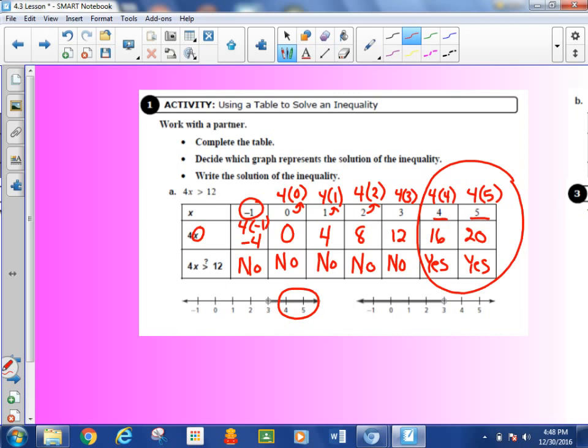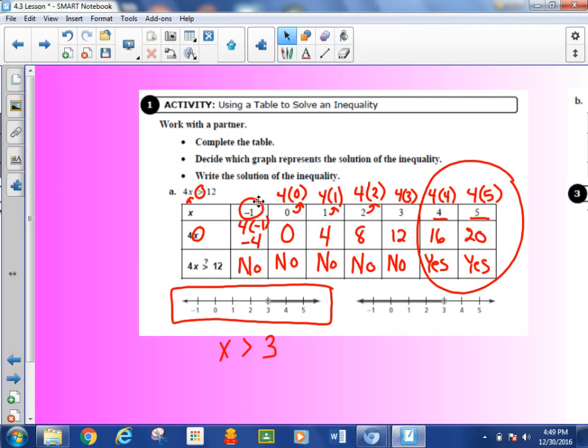Take note, they did mark on the 3, but this open circle means that it's not including 3. So it includes any number that's greater than 3. So this would be the graph that we would mark. They also wanted us to write the solution to the inequality. When we write that solution, what did we mark on? We marked on 3. So we've got x, because x was on this side, I'm just going to leave it on that side, is greater than, and we started our graph on the 3. So x is greater than 3. Any number that's greater than 3 would fulfill that requirement.